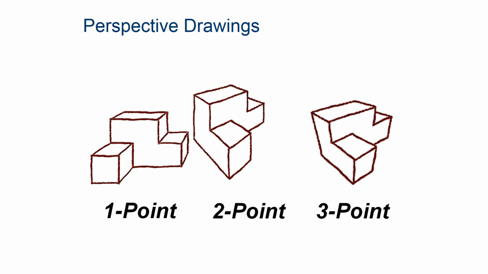So in our engineering perspective drawings, we're going to look at 1-point, 2-point, and 3-point perspective drawings. They change it slightly, and we'll go over what this means, but basically it's how many vanishing points exist. Do you have one vanishing point? Do you have two vanishing points? Or do you have three vanishing points?